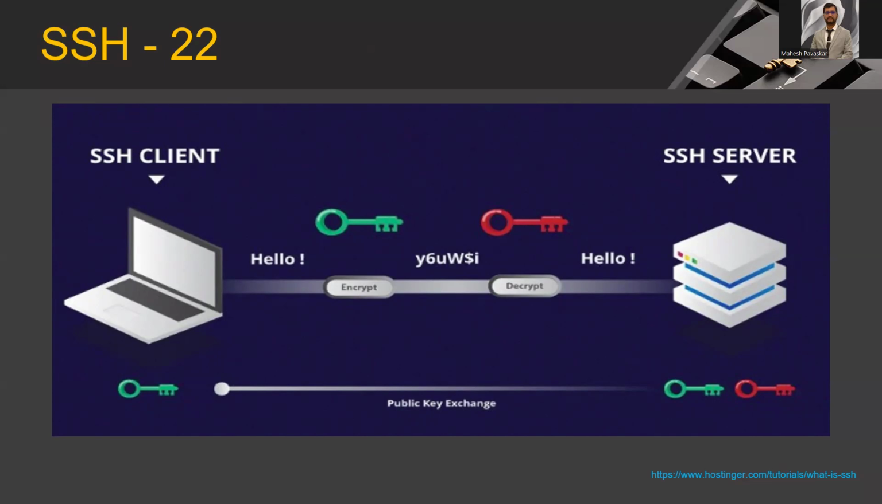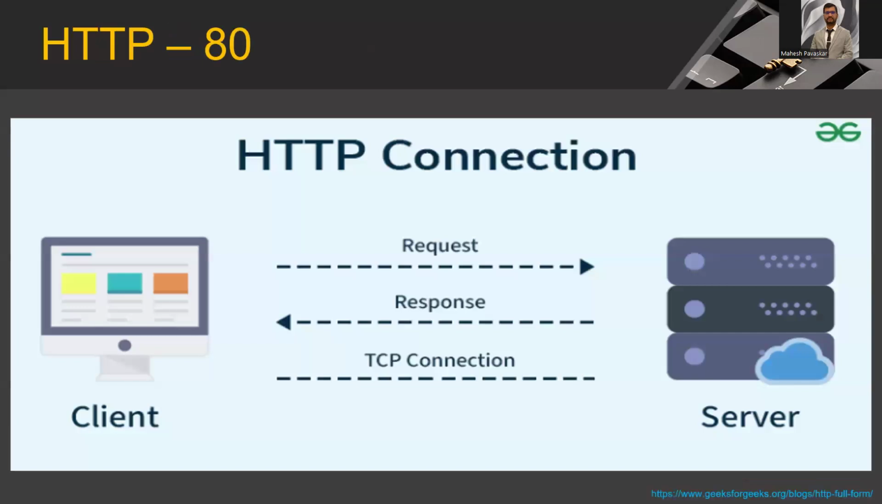SSH, or secure shell, is a secure protocol that uses encryption while communicating from client to server. So communication is in encrypted format. HTTP is basically the handshake: request, response, and TCP connections like that, the three-way handshake, right? TCP is the underlying protocol. So HTTP connections go client to server, and normally we use them for web services.